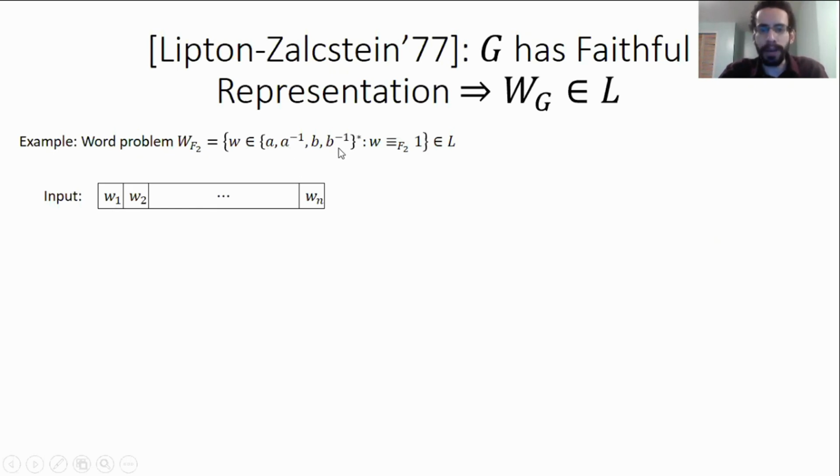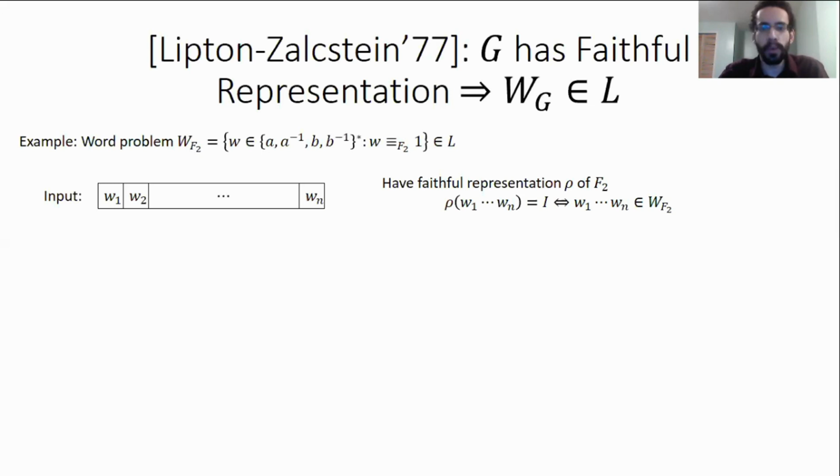And the goal of the word problem is to determine if the product of this entire sequence of group elements is equal to the identity element. As Lipton and Zalcstein showed, this problem can be solved by a deterministic algorithm that requires only order log n space. And their algorithm works as follows. We make use of the faithful representation rho of the group F2 from the previous slide. By definition, rho of the input string W is equal to the identity matrix if and only if the input is in the word problem language, where here we're exploiting the fact that rho is faithful.